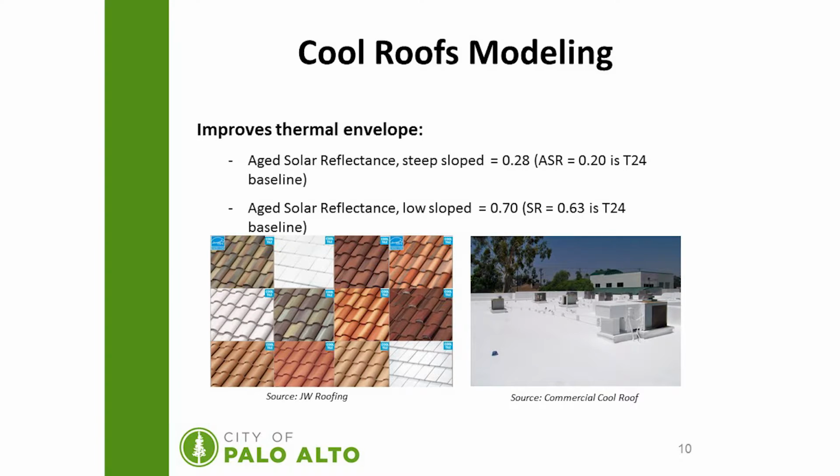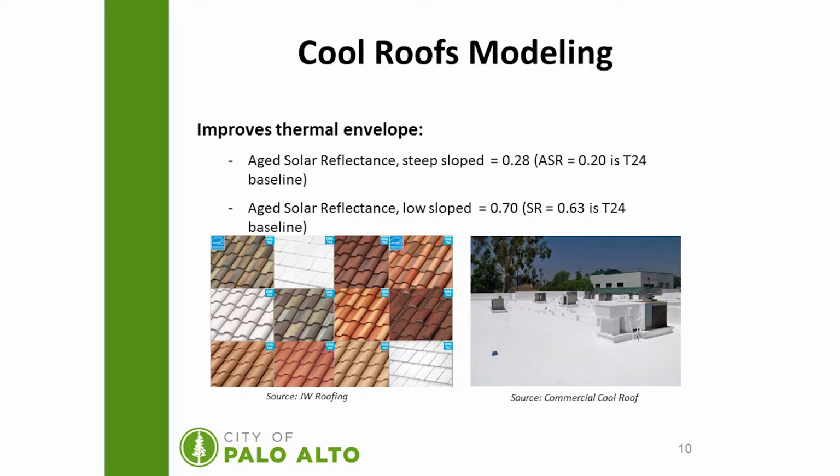Next, we looked at implementing cool roofs on commercial projects. Title 24 currently splits cool roof requirements by the slope of your roof. Typically, for non-residential and office building projects, there is a low-sloped roof. However, the small office actually has a steep slope roof. The current Title 24 requirement is an aged solar reflectance of 0.2 for the steep sloped roof, and those are more typical of using either concrete tile or asphalt shingles, as shown on the left-hand side here.